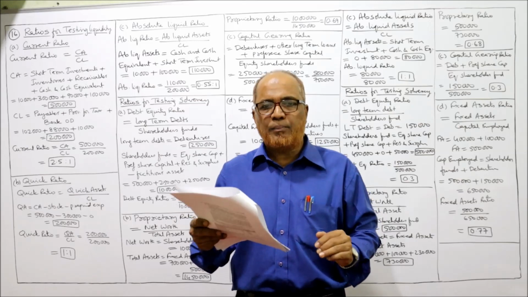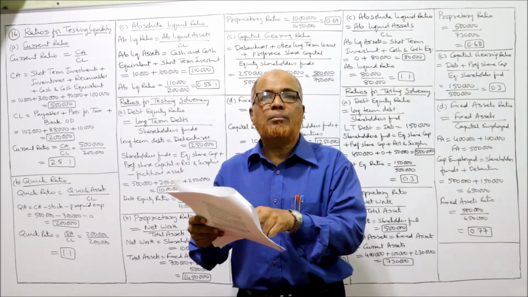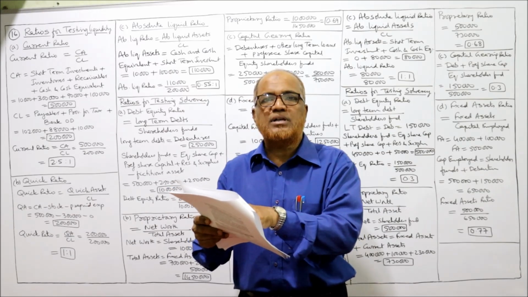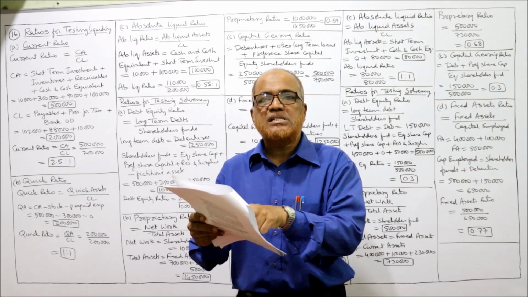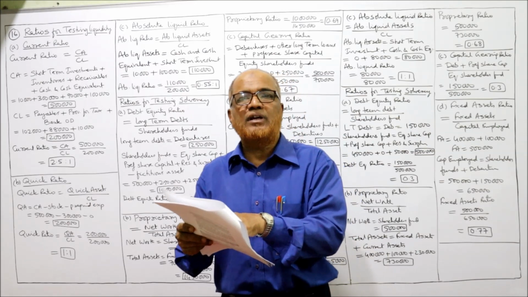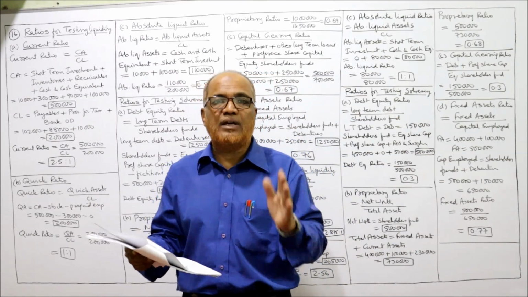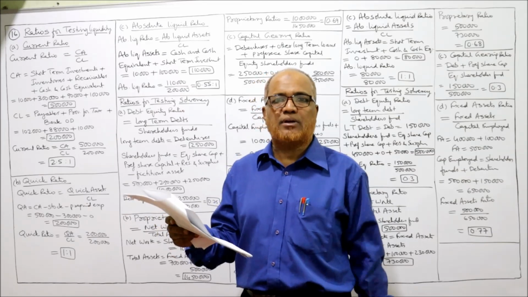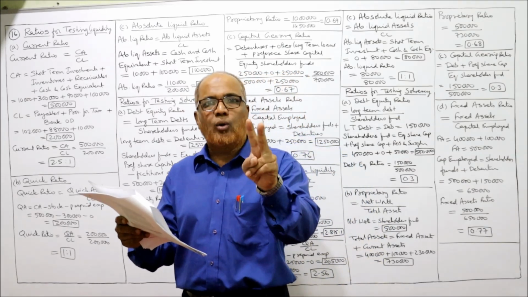Now the notes forming part of the financial statements. Note number 1, share capital. The share capital consists of equity share capital 5 lakh and 9% preference share capital 2,50,000. That means we have both kinds of shares, equity and preference. 7,50,000 is the total share capital. Reserves and surplus, the second note.